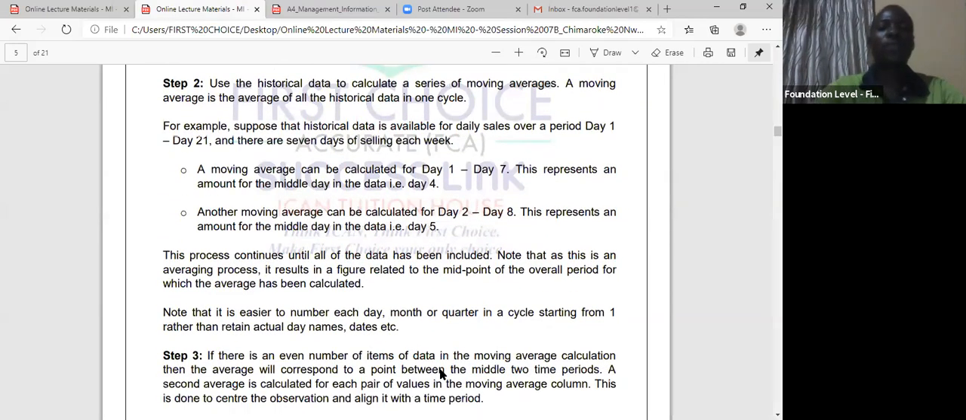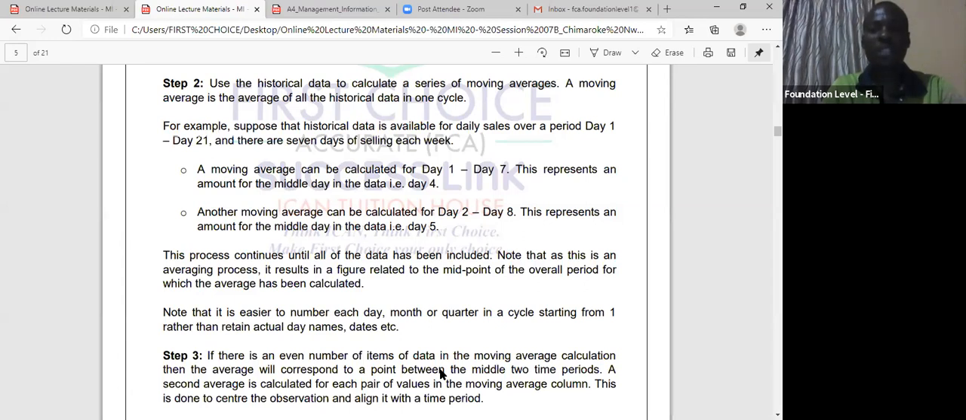You find out that when you find the average, it will correspond to a particular day, if it is days, or particular quarter, if it is quarter. But you can only achieve that when you have an odd number of data that you are using. For example, 3 days, 5 days, 7 days moving average. All these are odd numbers.